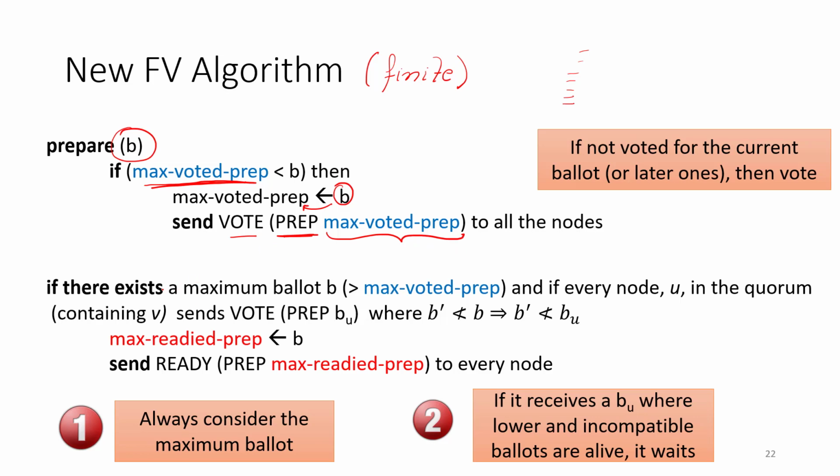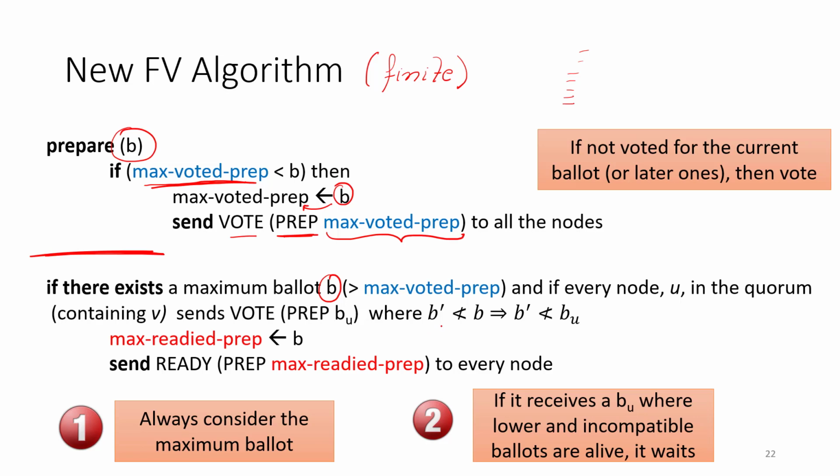So then what will happen is if there exists a maximum ballot B, right? So again, this is the next part. If there is a ballot B which is greater than max voted prep, and if every node U in the quorum that contains V has sent vote prep BU, where BU has the following property.